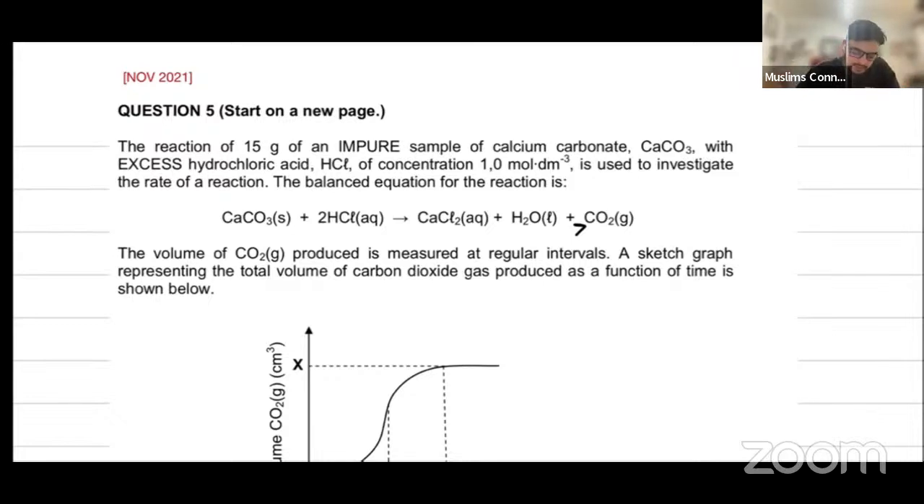So in this case, there's 15 grams of the impure sample of calcium carbonate. Perhaps only 11.5 grams is actually calcium carbonate, and then the 3.5 grams is dirt, let's just say. Obviously these are not the exact values, I'm just talking here, just for an example. So very important is the impure sample. Then we talk about excess hydrochloric acid.